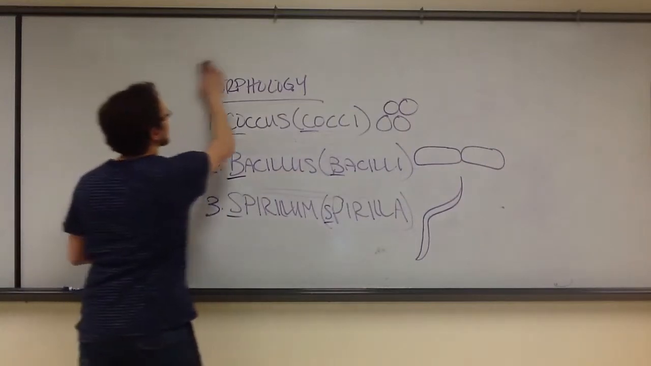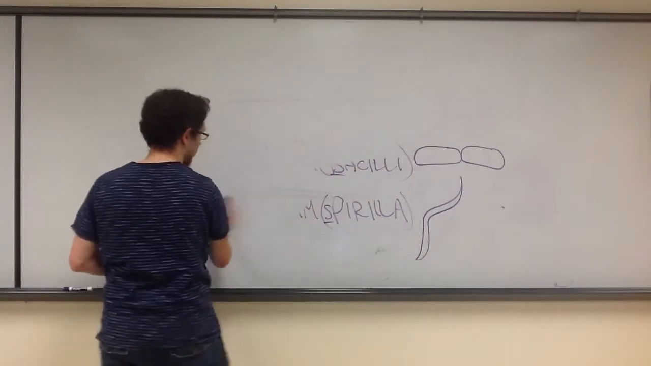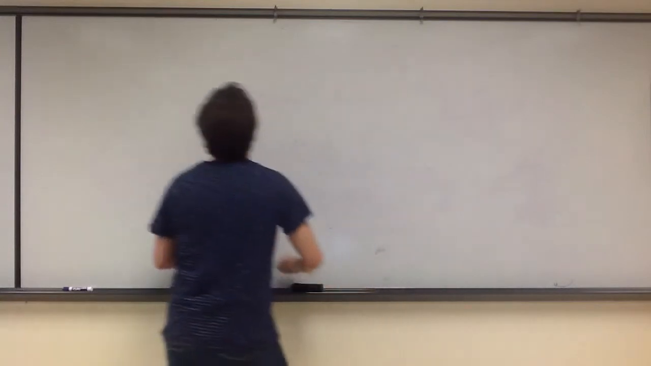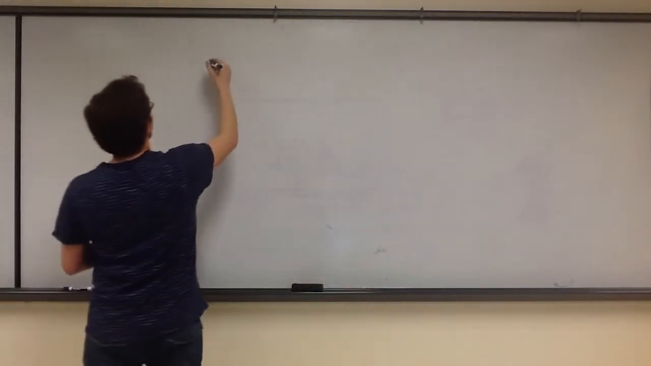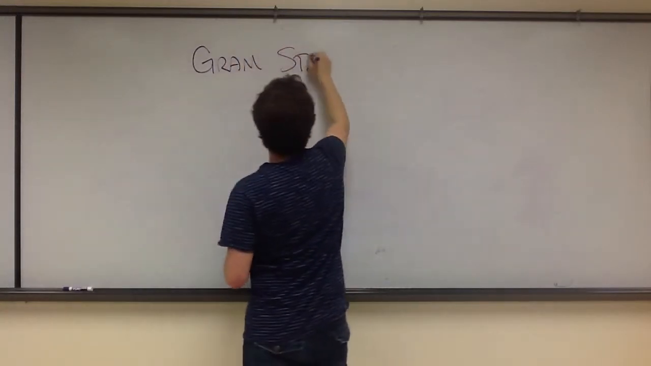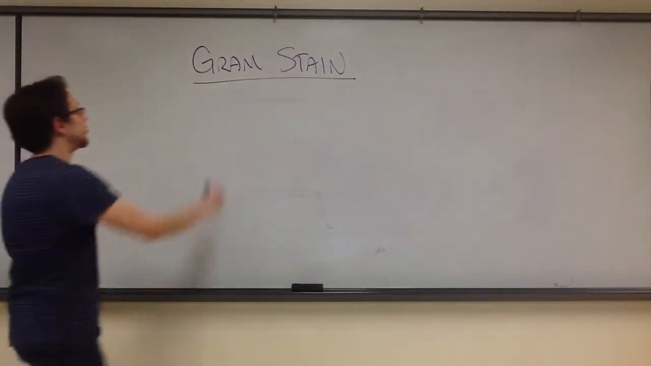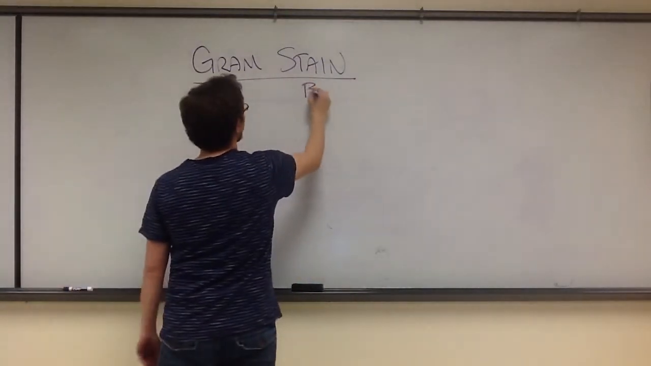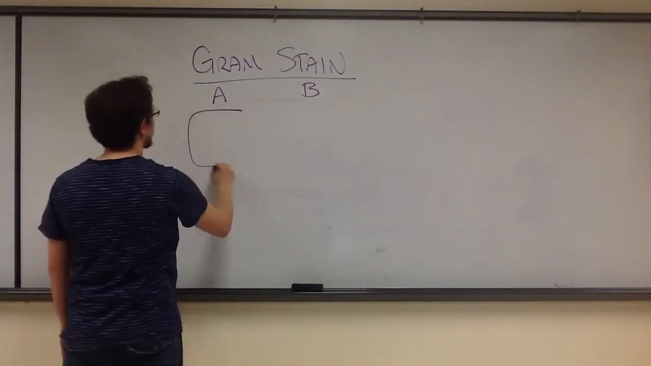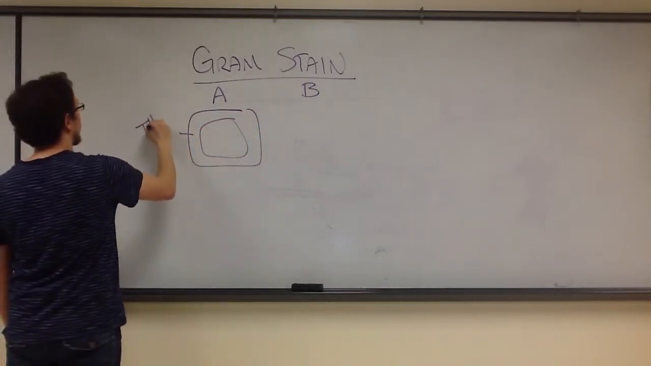Now let's talk about the stain. All right. So when we talk about the stain, we're going to be specifically looking at a particular type of staining procedure called the Gram stain. And in this staining procedure, we're differentiating between two cell types, cell type A and cell type B. Cell type A has a very, very thick peptidoglycan cell wall.